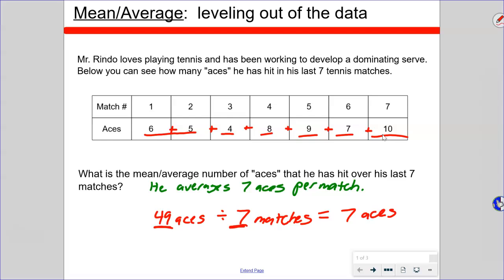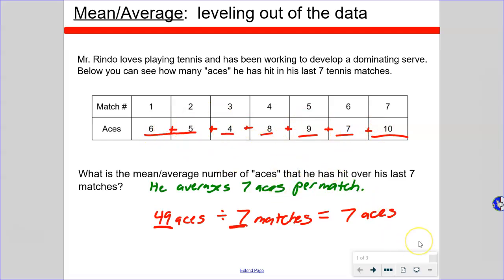Both of those ways work, but the key thing to remember is that anytime you are finding the mean or the average of a data set, you are leveling the data out. And you can choose which of those ways you want to do it. And oftentimes it's going to depend on what the numbers are.